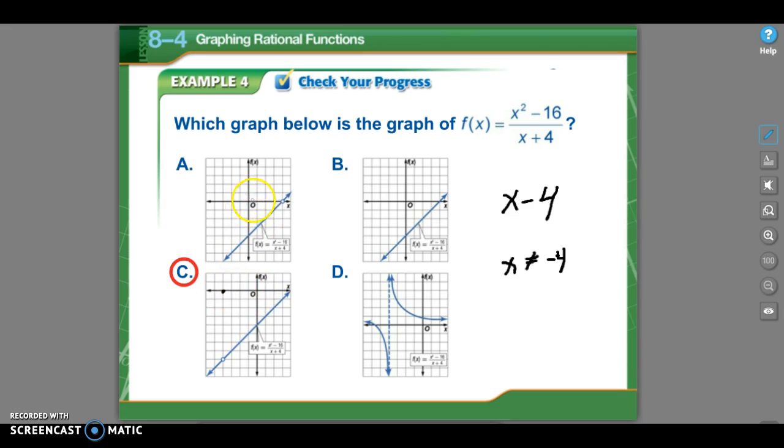If you had chosen A, you did 1, 2, 3, 4, you did 4 to the right. You would have said x cannot equal +4, but it's key that you have -4, because if you plugged in -4 here, -4 plus 4 would give you 0, and that would be dividing by 0. You can't do that, so that's why the discontinuity point is at -4. If you plugged in +4, you would have gotten 8, and you can obviously divide by 8. So that's why it's C instead of A.